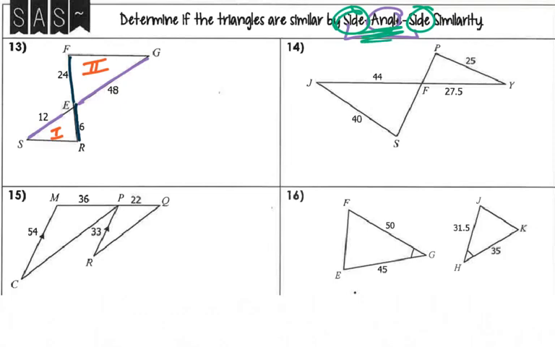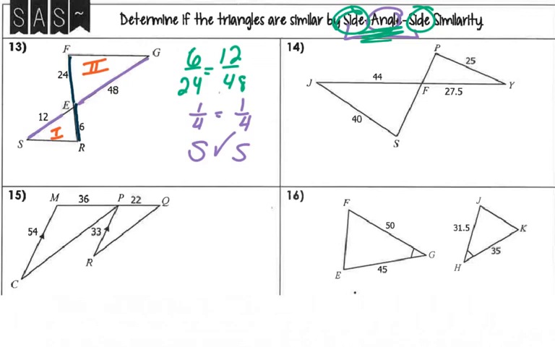So here's step 1. We're going to take triangle 1, those measurements of 6 and 12, and put them into proportion. 6 corresponds to the 24, and 12 corresponds to the 48. If we simplify these fractions, we will get 1/4 and 1/4. And what this is showing us is that these two sides are in proportion.